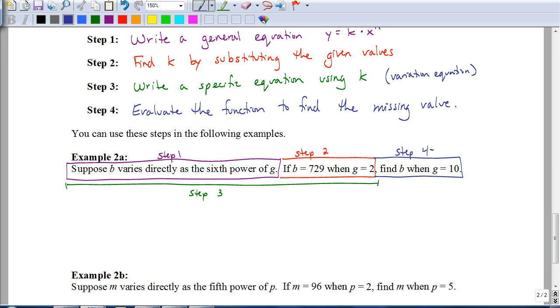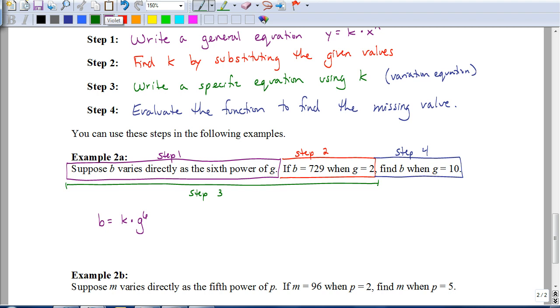So now, let's continue to keep this organized. It says, suppose b varies directly. Remember, when we hear that phrase, whether it says is directly proportional or varies directly, it means the same thing. It means that it's going to be equal to k times something. So it's going to be b equals k times the 6th power of g.